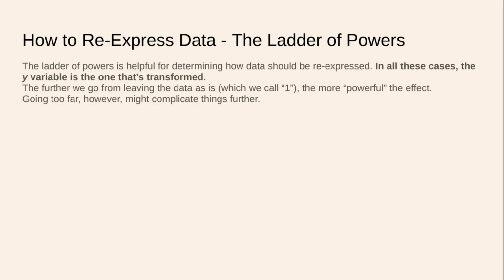The further we go from leaving the data as is, which we will call 1, why do we call it 1? Just wait, you'll see. The more powerful the effect. Going too far, however, might actually make our data bend the other way. So if we have a nonlinear model and we alter the data a bit too much, the nonlinear model might just go the other way, and we don't want that either. That's not helpful. So we want to do this just right.